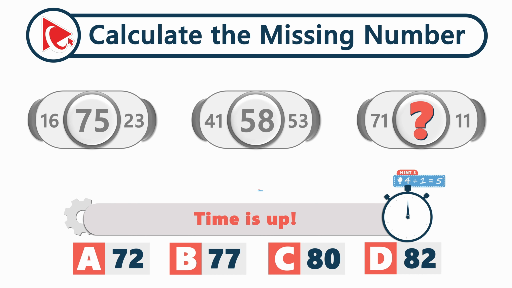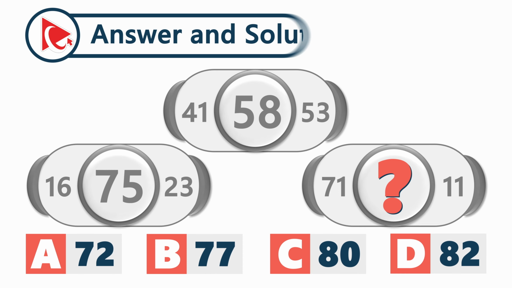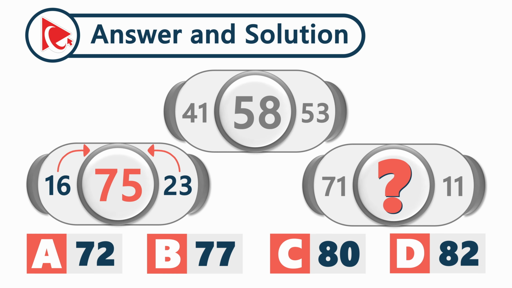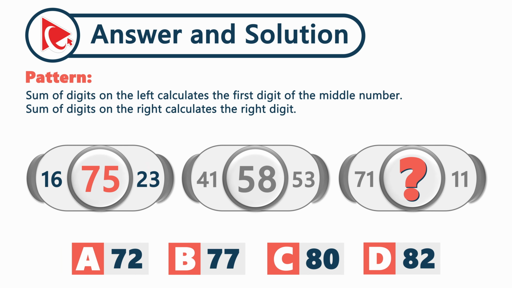Time's up. Are you ready with your answer? I hope you are, since the pattern in this question can't be any easier. Take a close look at the number 75 in the first shape. It's a larger number. What does it mean? It could mean a lot of different things, but in this particular case, it means that this might be a calculated number. And the cool thing is that this number is calculated by using the digits from the number on the left, which is 16, and the number on the right, which is 23. Sum of digits on the left calculates the first digit of the middle number, and sum of digits on the right calculates the right digit of the middle number.